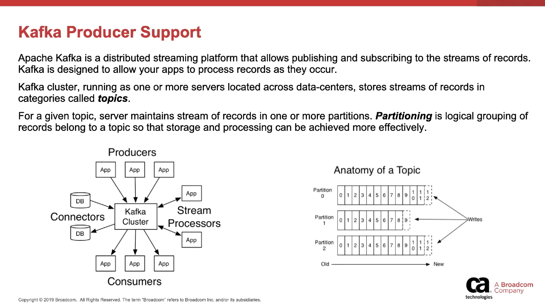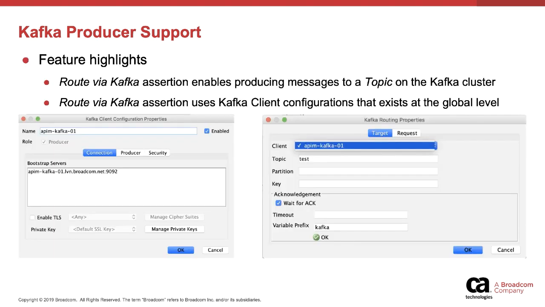Apache Kafka is a distributed streaming platform. The new route via Kafka assertion allows the API gateway to publish records to a known topic on the Kafka cluster.